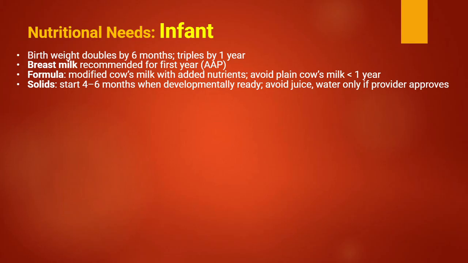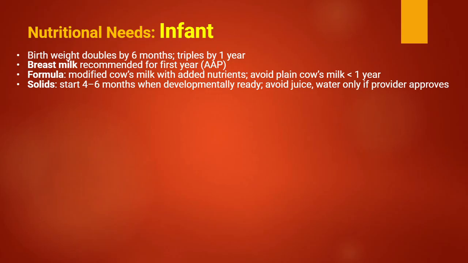When we look at the nutritional needs of infants, we must remember that the first year of life is one of the most rapid growth periods. Infants are expected to double their birth weight by 6 months of age and triple it by their first birthday. For example, a baby born at 7 pounds 14 ounces should weigh around 15 to 16 pounds at 6 months and about 23 to 24 pounds at 1 year.